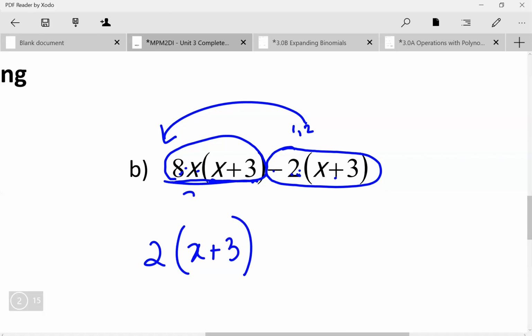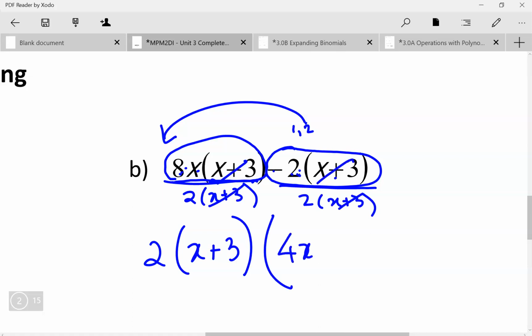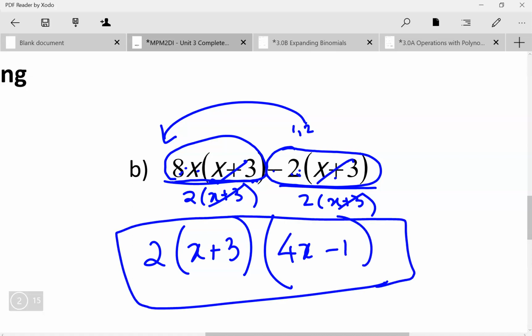So I can divide this by 2 times x plus 3. This also I can divide by 2 times x plus 3. So this goes away. Then I'm left with 4x here. I'm left with minus 1 here. So this is my final factored form in this expression. So hopefully we see what we're doing. We're looking for things that are common between my two parts, right?